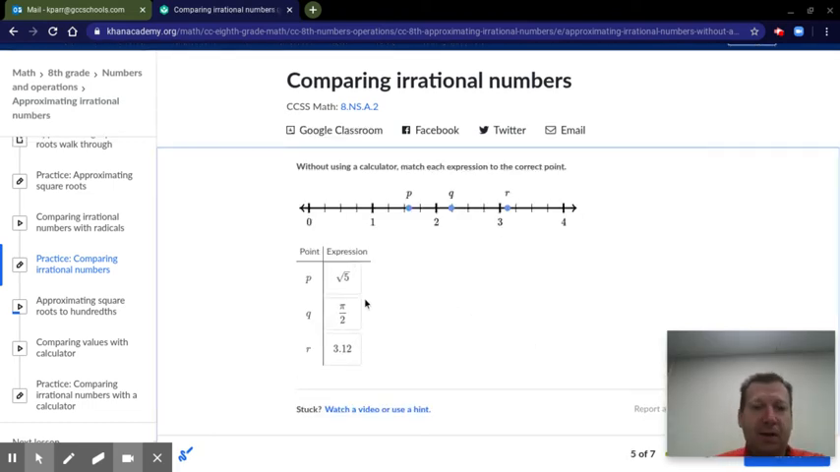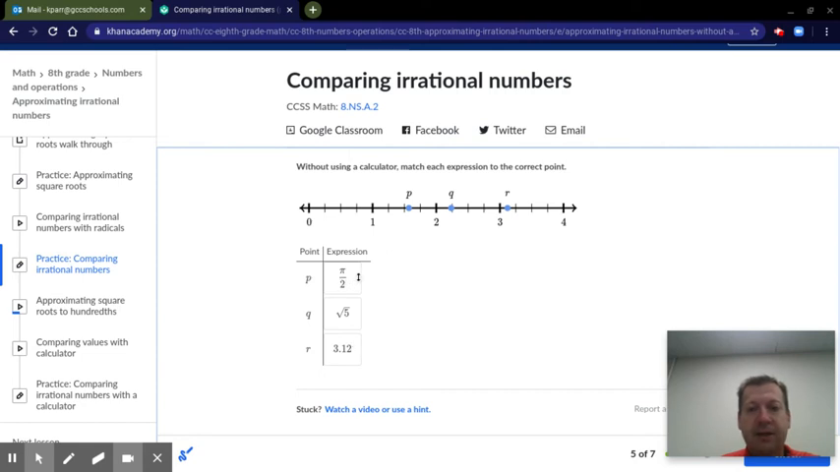Okay, so I've got a couple of strange things on this one right here. I have the square root of 5, which I know has to be a little bit larger than 2 because the square root of 4 equals 2. So I'm positive that the square root of 5 needs to go here with this q right here. So I'm going to put that right there. This one says 3.12, so it needs to be a little bit larger than 3. So right here's the 3. So r matches with 3.12.